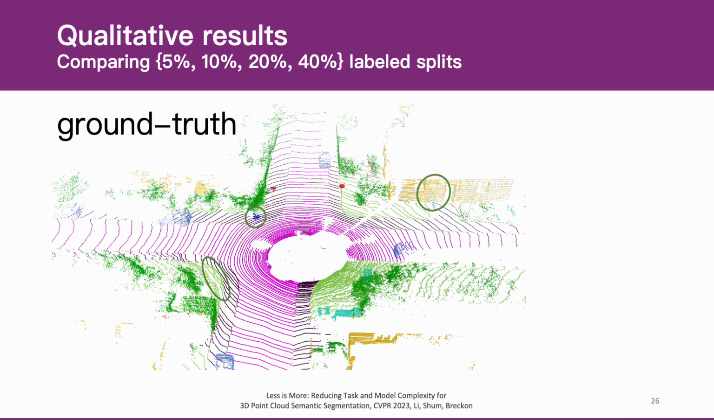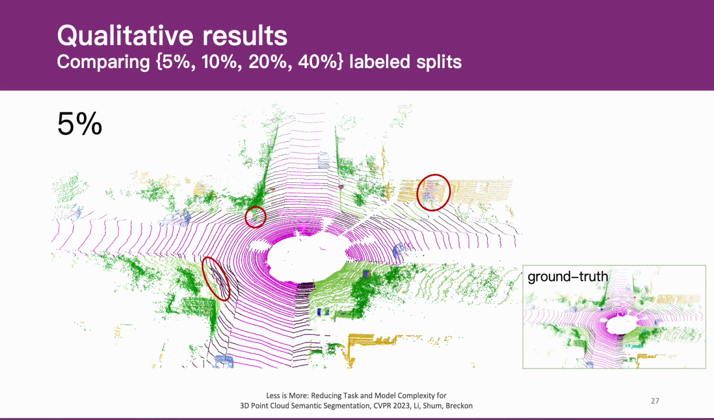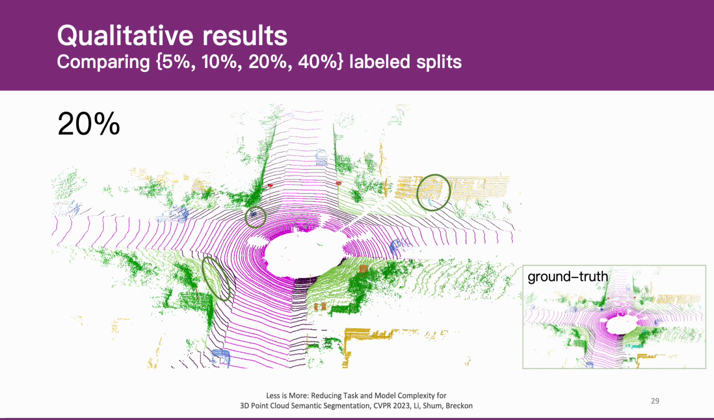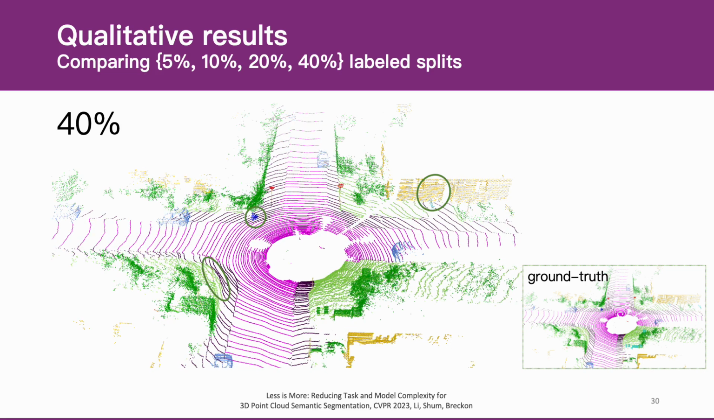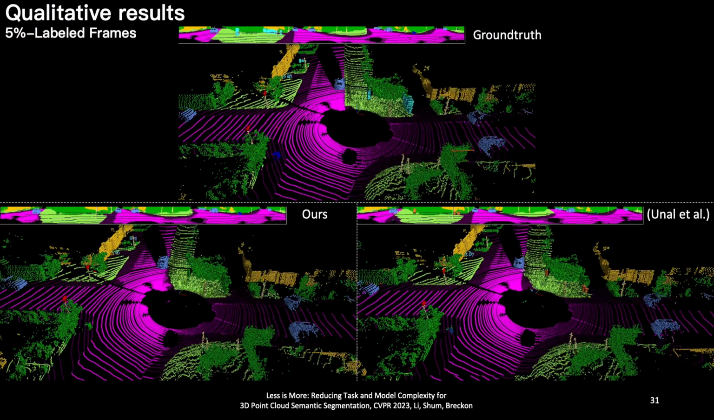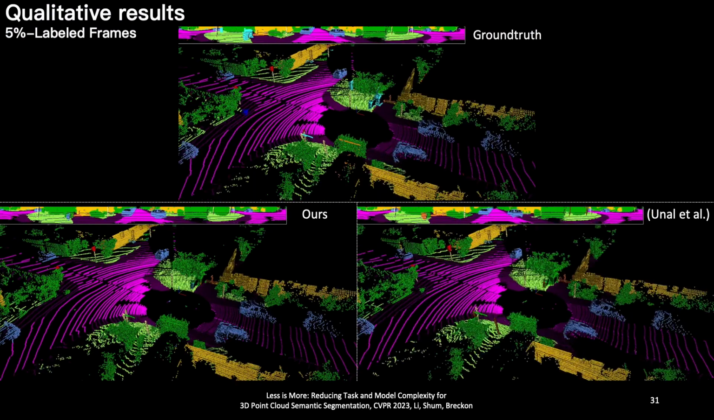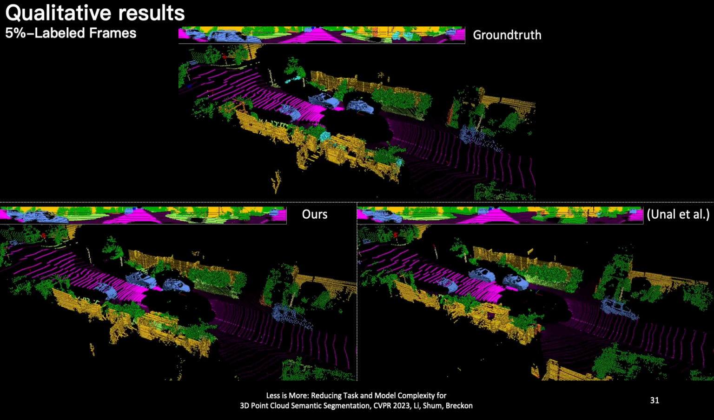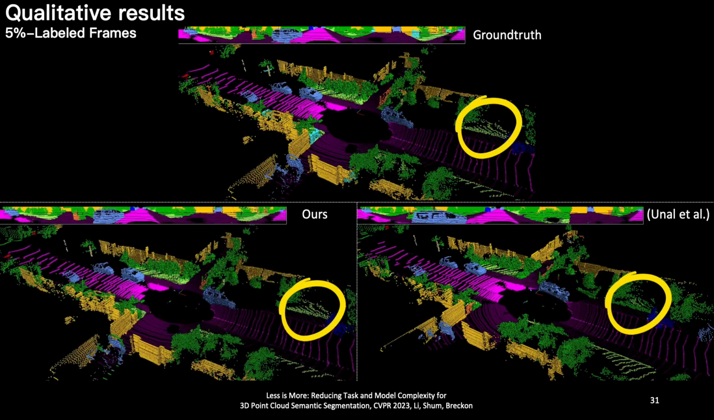Here we show another scene. Results on small ratio sampling splits might not perform well on small objects, for example, walls and street lamps. As the ratio of sampling splits increases, the segmentation accuracy of our method also increases. Here we show the qualitative video of 5% label frames. The yellow highlighted areas show our method can achieve better segmentation results than other methods, especially in the category of vegetation, fence, sidewalk, etc. More visualization results can be found in our supplementary materials.